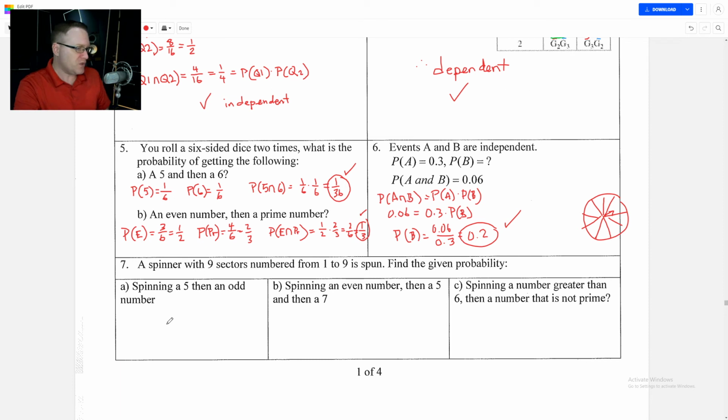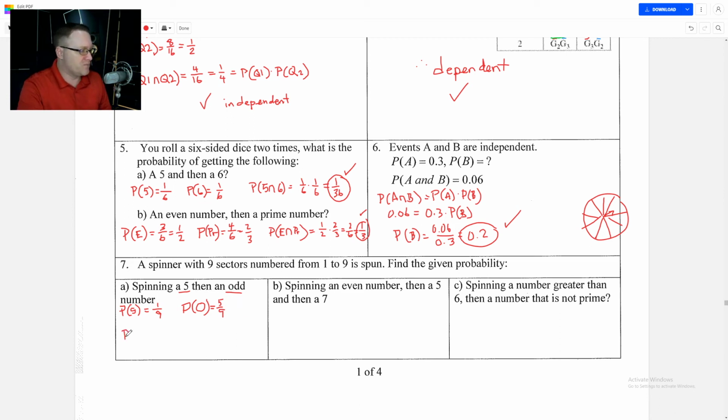So what's the probability that I get a 5 and then I get an odd number? Well, the probability of getting a 5, there's only one 5 on here, and there's 9 different numbers, so the probability is 1 over 9. What's the probability of getting an odd number? How many odd numbers are there? 1, 3, 5, 7, 9. There's 5 odd numbers, and there's 9 total numbers. So the probability of odd is 5 over 9.